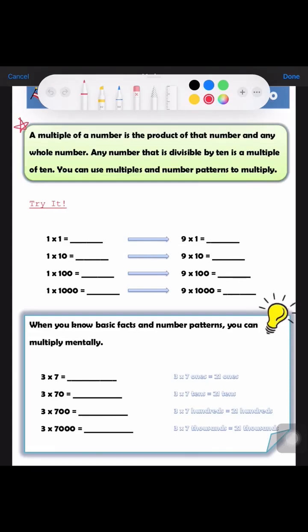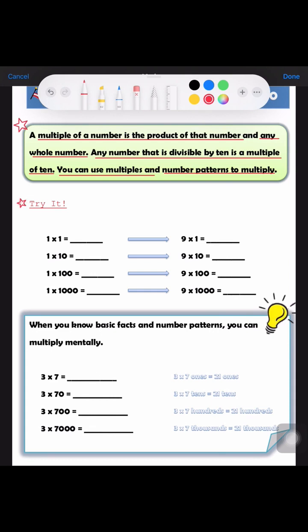Hi kids, please take a look at page 1 and today we're going to talk about multiples. A multiple of a number is a product of that number and any whole number. Any number that is divisible by 10 is a multiple of 10. You can use multiples and number patterns to multiply. Let's take a look at the exercise and try it.